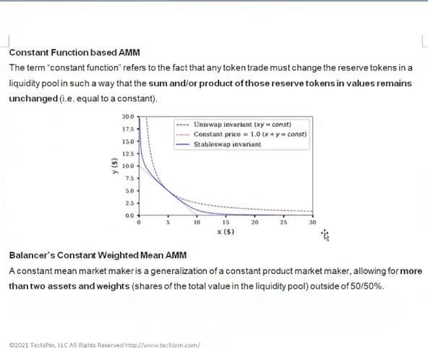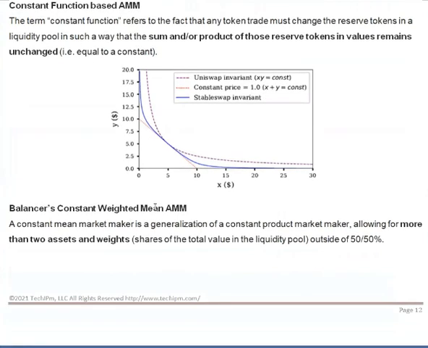Also, I think the most famous concept here is the constant function based AMM, and maybe many of you already knew about this part: Uniswap. They call it a constant product. There are several ways to define the function. Here is a constant function, here is the constant sum, and here is a hybrid one.